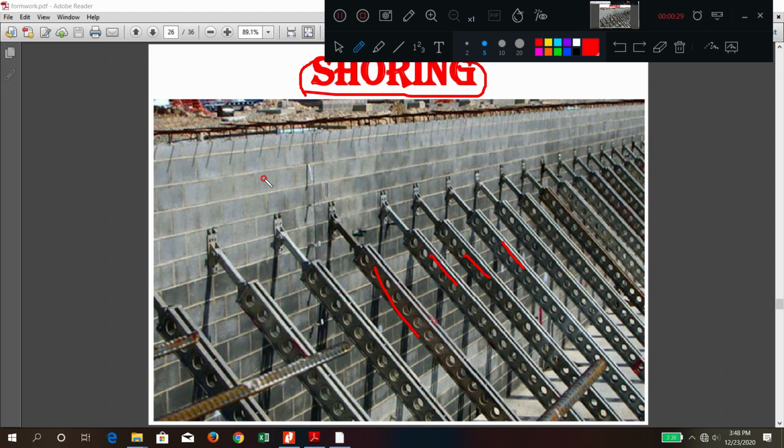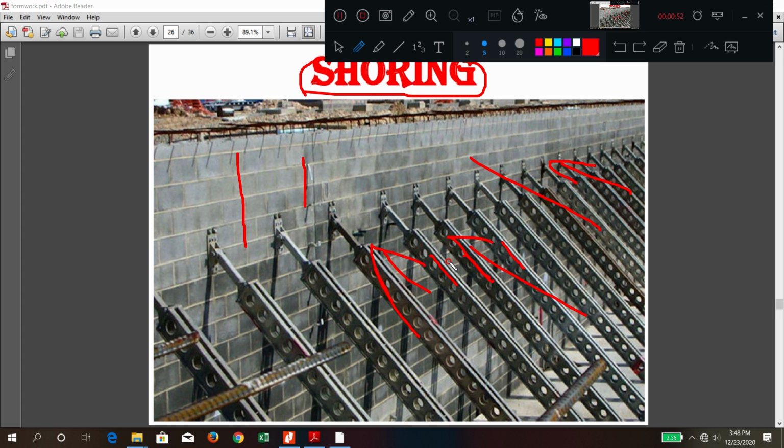What problem has occurred here? This wall is falling on this side. To support that wall, or to stop that falling, support is given in this direction.